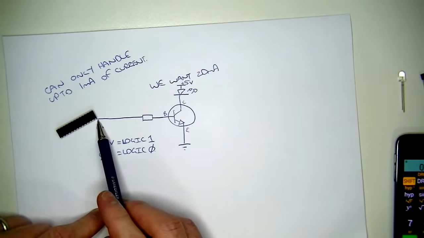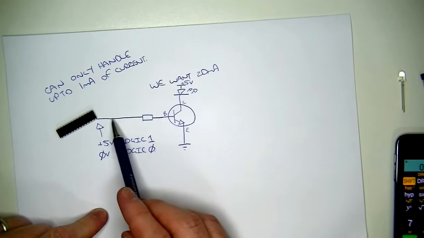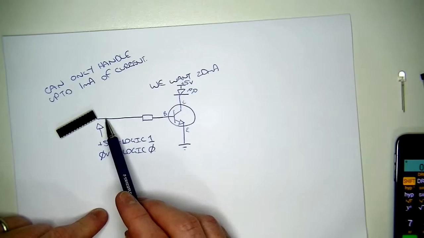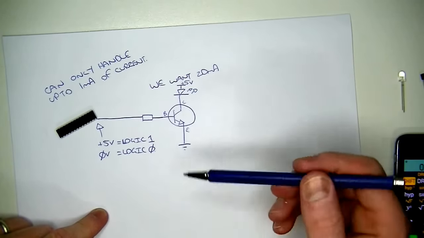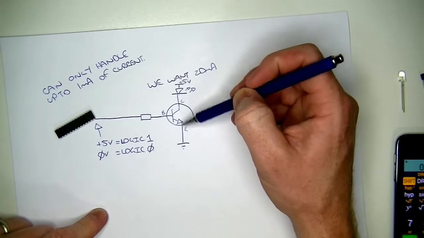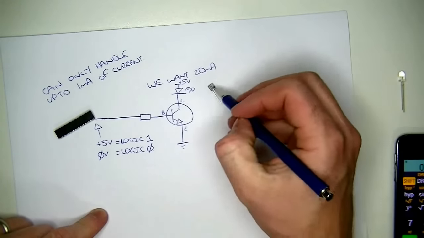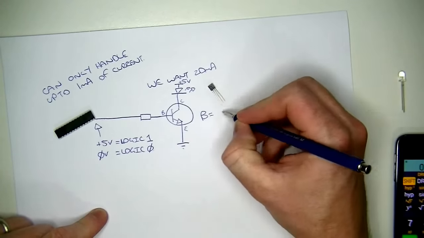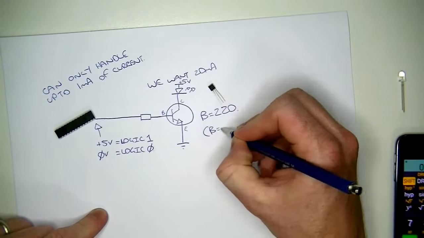When we put plus 5 volts here, that's actually going to turn on the transistor. If you recall from my last tutorial, if we make the base more positive than the emitter, we can turn that on. And then that is going to give us some collector current flowing through here. With this particular transistor that I've chosen, it has a beta of 220. Now you may have recalled that beta is gain.